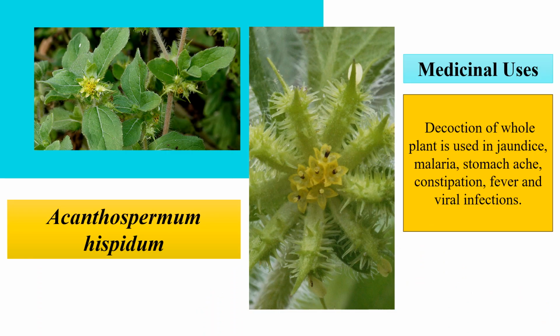Many members of the Asteraceae you can find on roadsides and in wasteland, and mostly they are cultivated and used for ornamental purposes. First we are discussing Ageratum conyzoides, a weed species found in disturbed land, and on roadsides you can also find this plant. The plant is very bitter and also aromatic. Medicinally, this plant is highly important, and a decoction of the whole plant is used in treating jaundice, malaria, stomachache, constipation, fever, viral infection, etc.